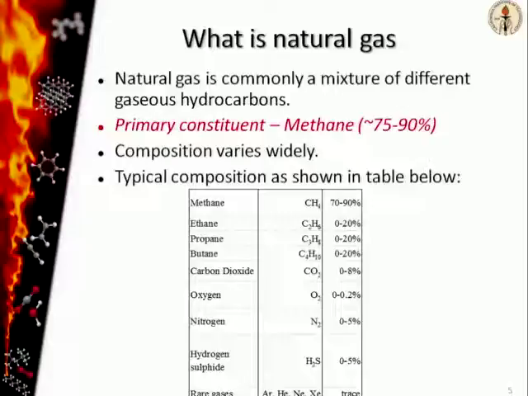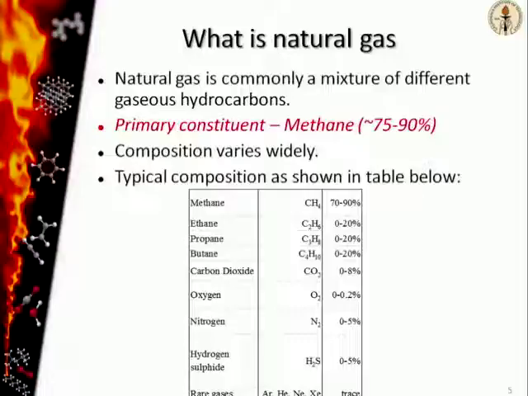So just a brief introduction to natural gas. It is essentially a mixture of different gaseous hydrocarbons, with the primary constituent being methane, which is about 75 to 90% of the gas mixture. The composition varies widely, and it depends upon where the gas is extracted from, and also what kind of processing is done to the gas before it is supplied to the consumer.